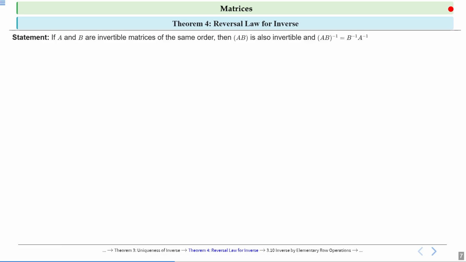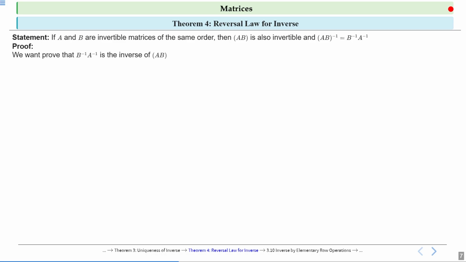Next is Theorem 4, the reversal law for inverse. If A and B are invertible matrices of the same order, then AB is also invertible and (AB) inverse will be equal to B inverse A inverse. Let's see the proof of this.